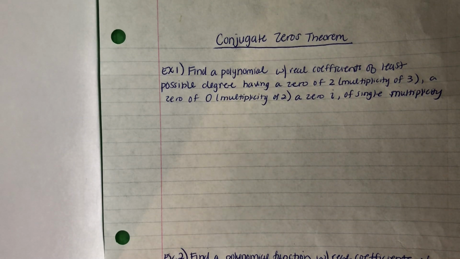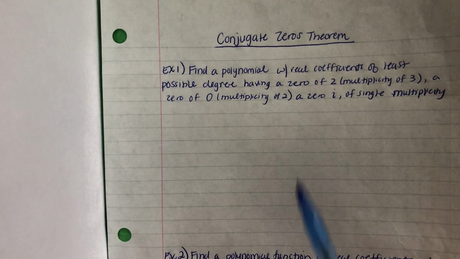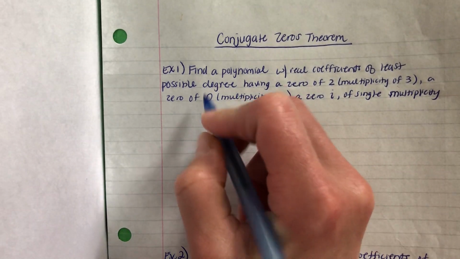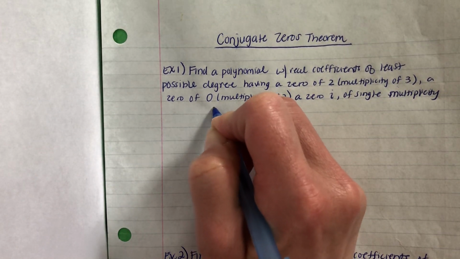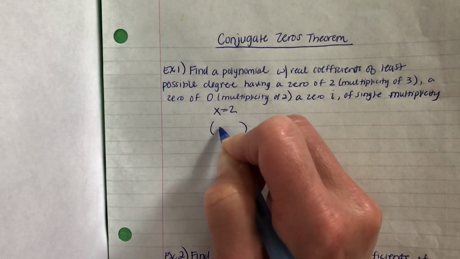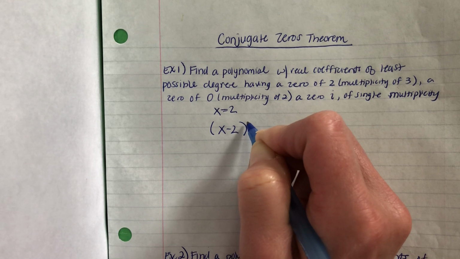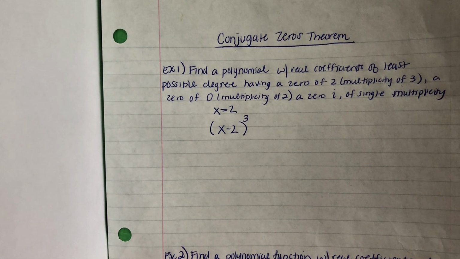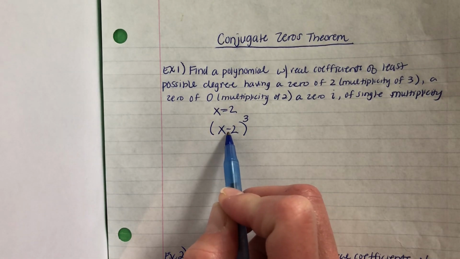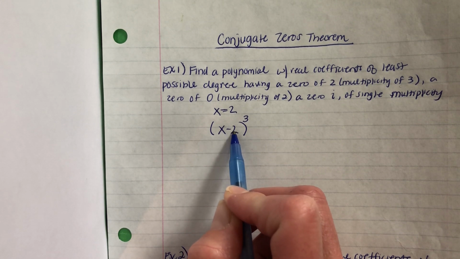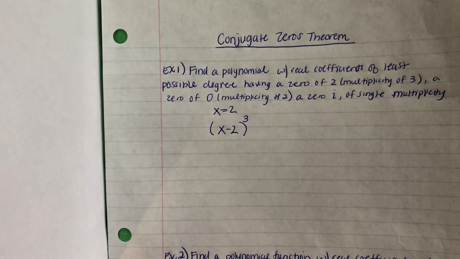So let's start out with the 2 and the 0 because those are the easiest to do. If it has a zero of 2 with multiplicity 3, well, think about where that came from. If we have a root of 2, that comes from x minus 2. If the multiplicity is 3, that's just the exponent up there. So you can see that if you were to solve for this root, take x minus 2 equal to 0, you'd get x is 2.